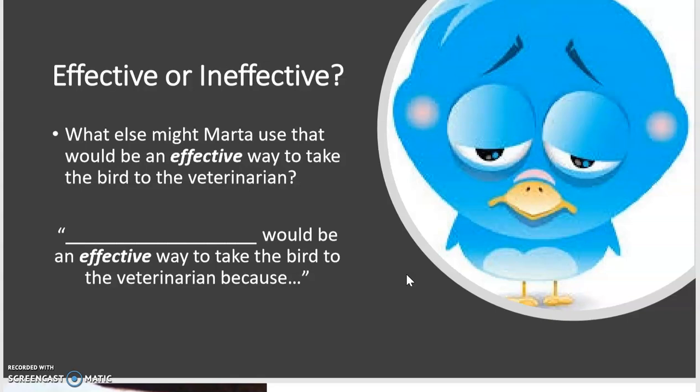Okay, so I think with this slide, we were kind of leaning toward that idea that maybe there's a big hole in the top of the box so the bird could escape, making it ineffective. So maybe a more effective way to take the bird to the veterinarian would be using a box that has a lid on it so the bird could not fly out.